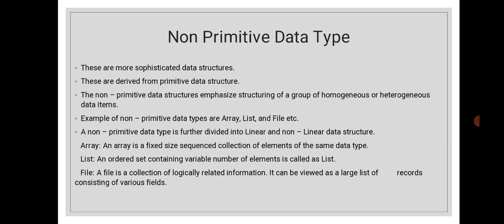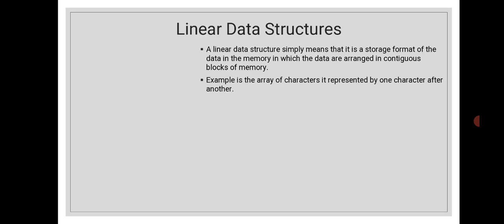Let's dig a little deeper into linear data structure. A linear data structure simply means that it is a storage format of the data in the memory, in which the data are arranged in contiguous blocks of memory. Example is the array of characters. It is represented by one character after another. In the linear data structure, member elements form a sequence in the storage. We'll look into a figure, then we'll understand what it is.